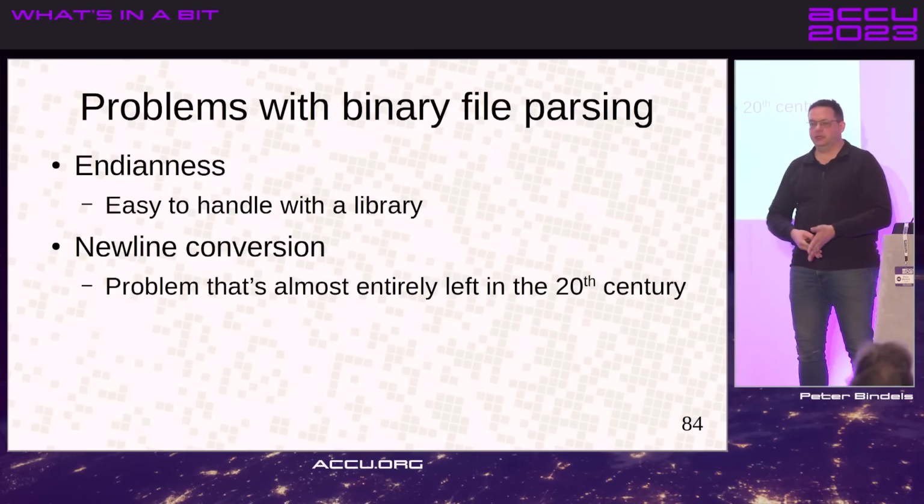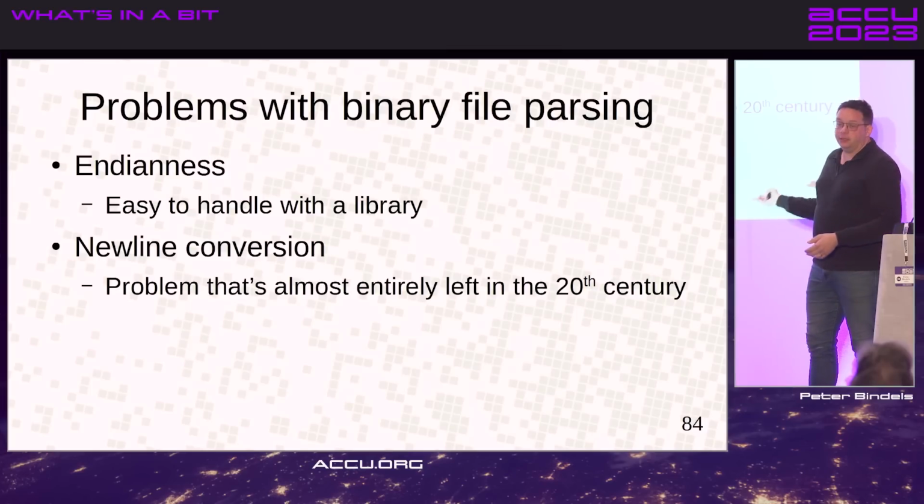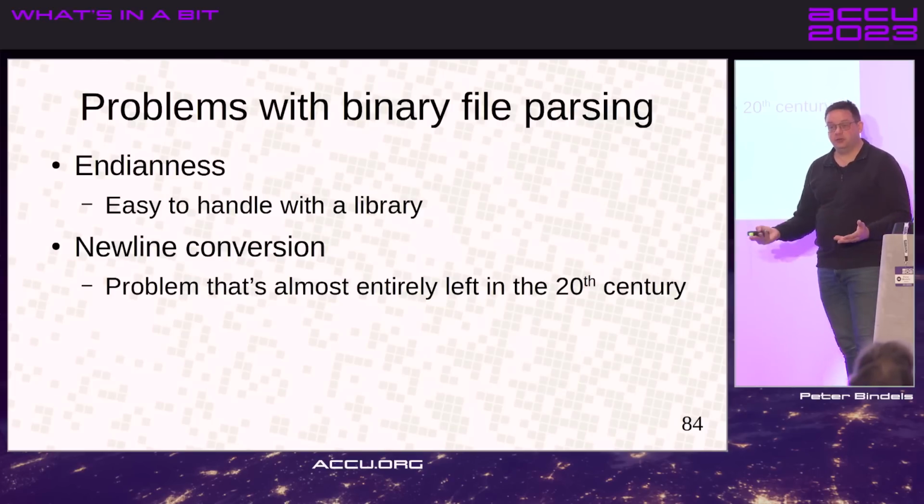And the first one is endianness. We've touched on it in the beginning. There's big endian, there's little endian. If you mess it up, your data is going to be corrupted. And there typically isn't a whole lot to check that you did the right thing in decoding. In this case, it's easy to handle with libraries.